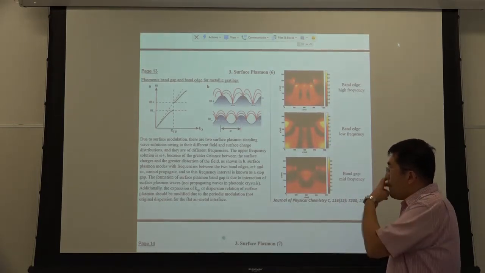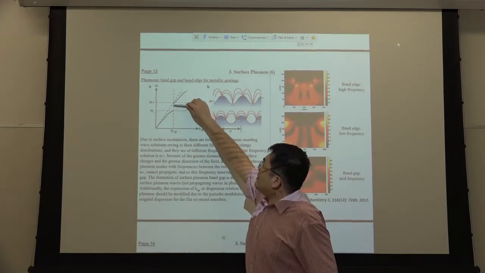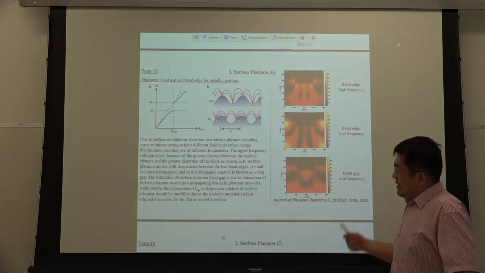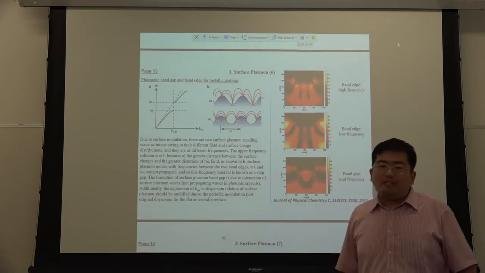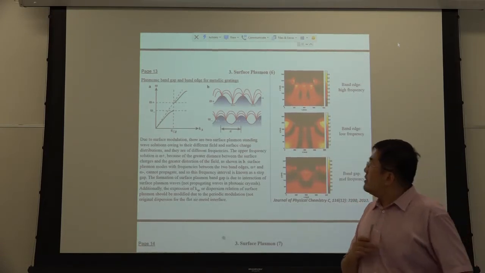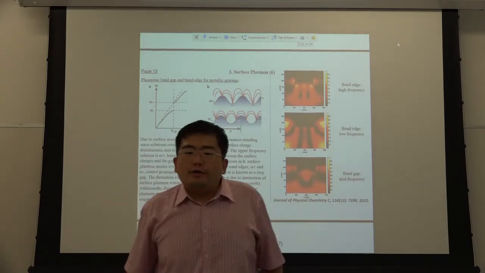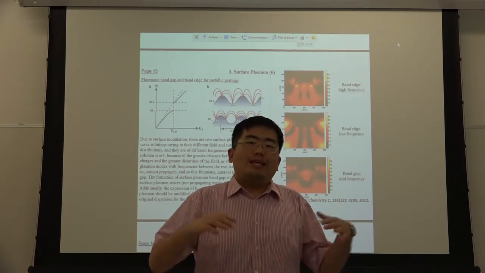They also call this the surface plasmon band edge, the surface plasmon band gap. It has a lot of applications. One application, someone uses this band edge for lasing. Remember the band edge of a photonic crystal, group velocity equal to zero, right? So it has resonance, so you can do lasing.